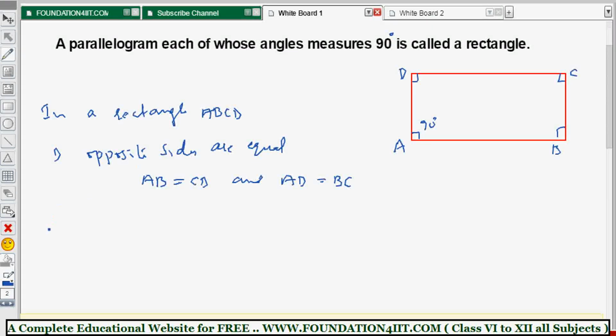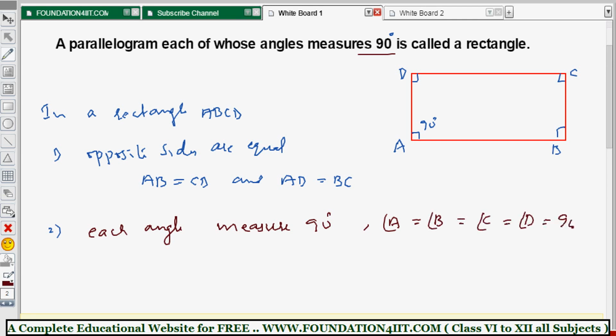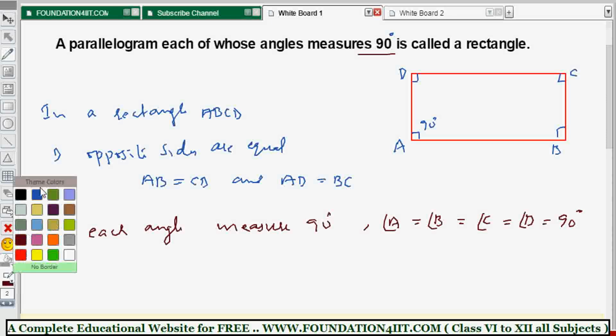And each angle measures 90 degrees. Same as from the definition, the properties: opposite sides are equal and each angle measures 90 degrees. That is, angle A is equal to angle B, which is equal to angle C, which is equal to angle D, and every angle is 90 degrees. So you can write like this. And diagonals are equal. The important property in the rectangle is that the diagonals are equal.